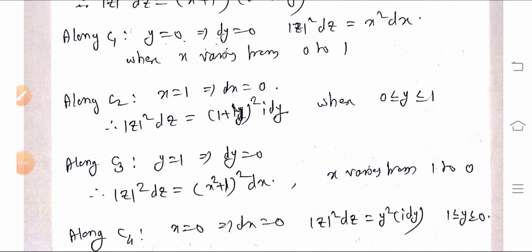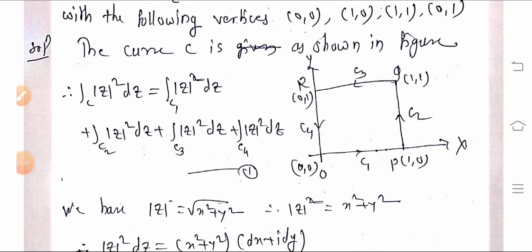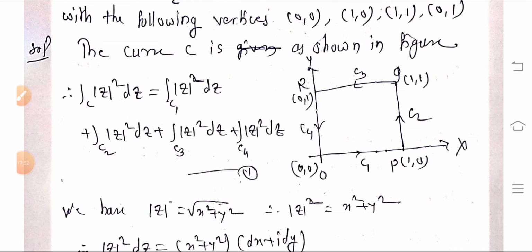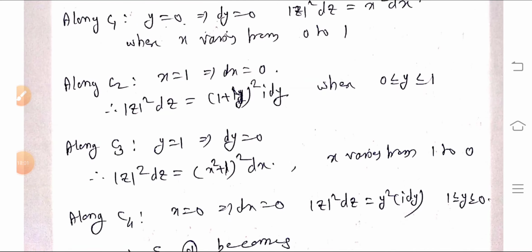Now along C4, that is x equal to 0. Here this is R to O. C4 means the x coordinate should be 0, so along C4, x equal to 0, dx is 0. So mod z square dz is nothing but y square i dy, and y varies from 1 to 0.